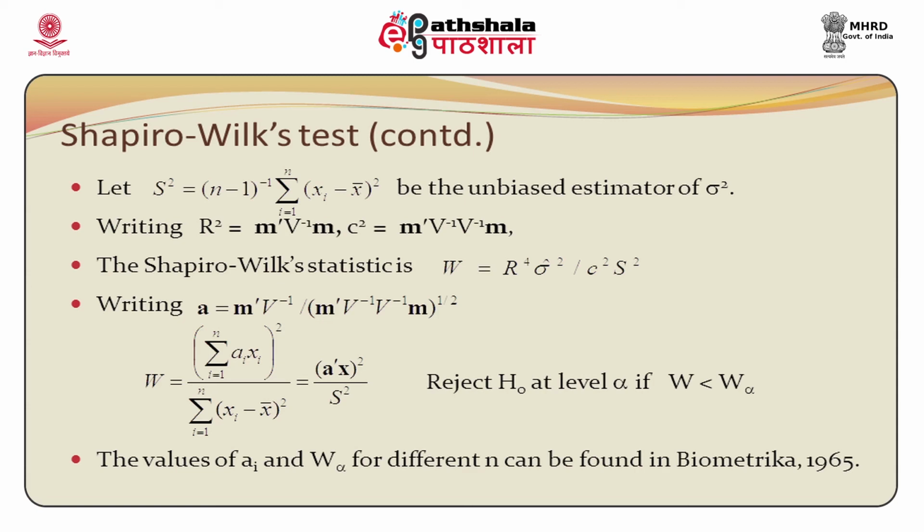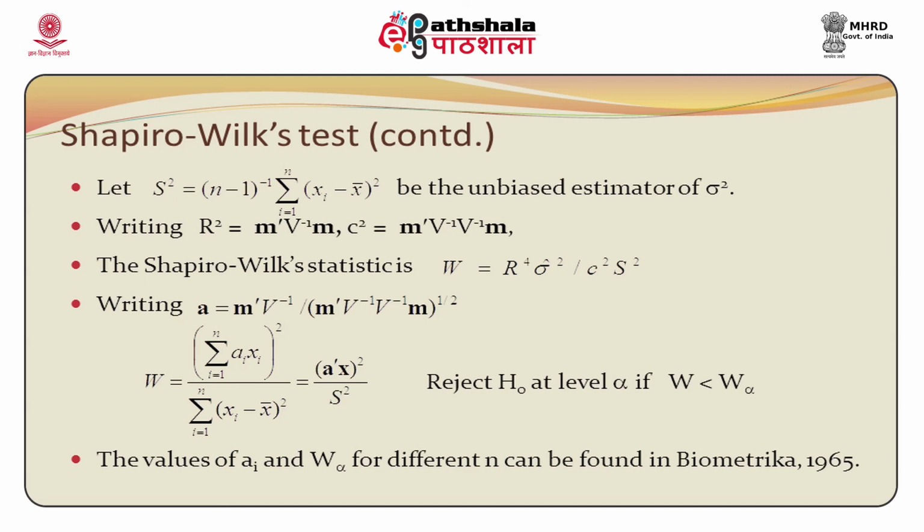Now, if W is too small, then the hypothesis is rejected. That means that if you have a very small value of W, the assumption of normality is rejected. As I said, W should be close to 1 in the sense that the ratio should be close to 1, and you have the other constants involved also. So, if you have a very small value, you cannot say that the underlying distribution is normal.